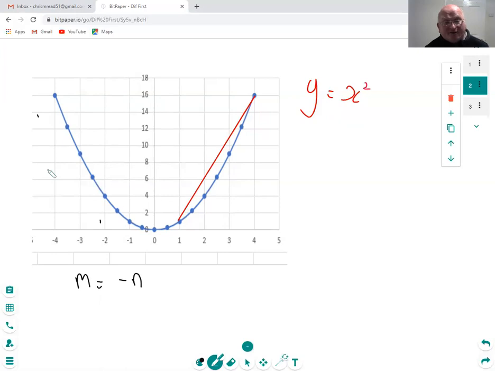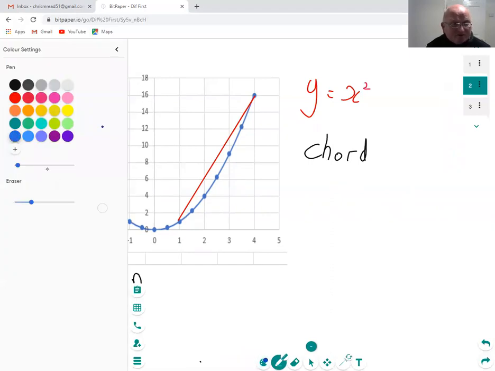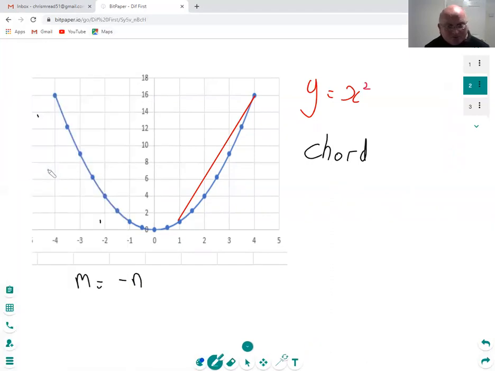Now, what I've drawn on there is a chord. If you're familiar with circles in GCSE, you'll know that a chord is a line from any point on the circle to another point on the circle. And a tangent is a line which just touches the curve at one point. I'm going to turn to blue just to draw a tangent, just so we know what a tangent is. So that there is my attempt at drawing the tangent at the point where x equals 1.